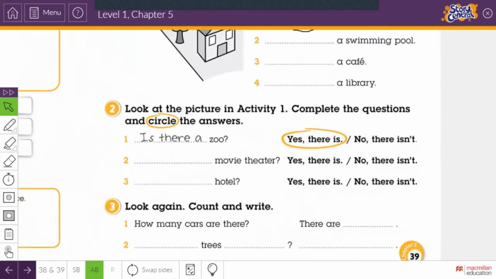How about number 2? Okay, what should you write here? Movie theater. Nah, look at number 1. Lihat contohnya nomor 1. And then answer yes there is or no there isn't. Lihat movie theater in picture above. Number 3, hotel. What's the answer? Just like number 1, you can rewrite in number 3. And then answer yes there is or no there isn't. Okay ya?